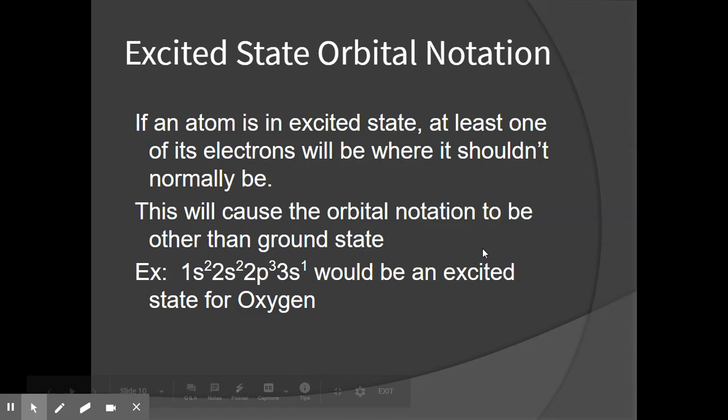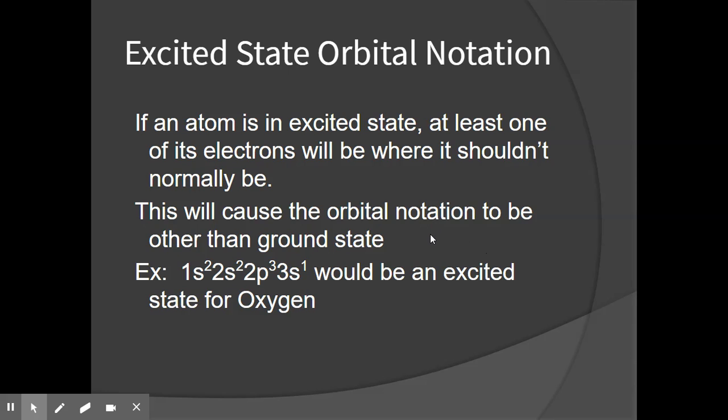The normal electron configuration of the element is called its ground state configuration, and that's where it's the most stable. But as we've seen in the last unit, if an electron absorbs enough energy, it can be forced into a higher energy orbital where it would normally not be, and we call that an excited state.